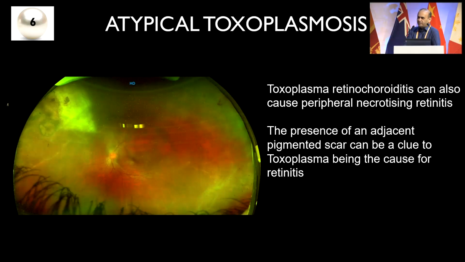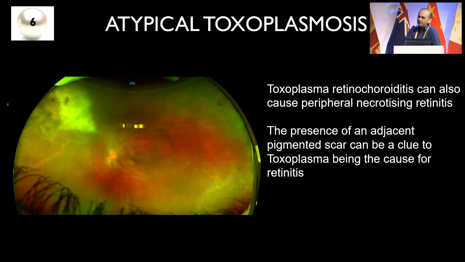Now also remember, occasionally toxoplasma can also mimic an ARN-like picture. Actually, it's called an atypical toxoplasmosis is what most people label it, but it's easy to diagnose these also if you look at them carefully. Now this was a patient who was treated as an ARN, was given intravitreal ganciclovir before the patient came to us. But the point is, if you look carefully, you will see this triangular sort of a retinitis, but more importantly, you will also see this pigmented scar adjacent to it.